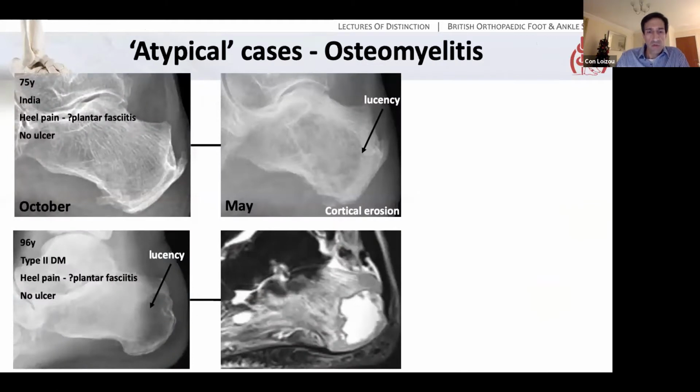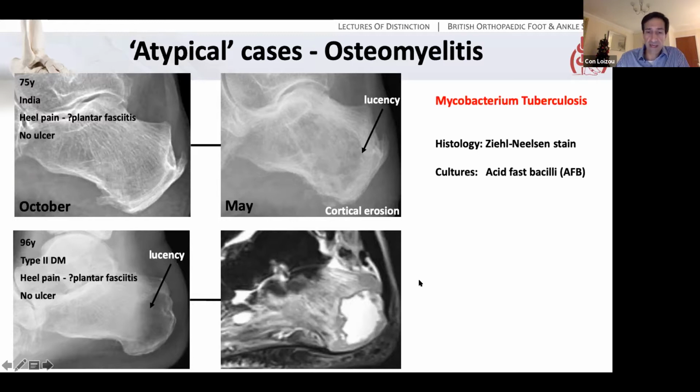Now, staying on the topic of osteomyelitis, these are examples of atypical cases who presented to their local hospitals with heel pain, and they were treated for months as plantar fasciitis. The first one is a 75-year-old lady, originally from India, no ulcer, and 6 months after presentation, you can see in the X-ray lucency in the calcaneum. The second case is a 96-year-old, type 2 diabetic, again, no ulcer, but X-rays show a lucency in the calcaneum, and MRI shows high signal changes on T2 and a large intraosseous abscess.